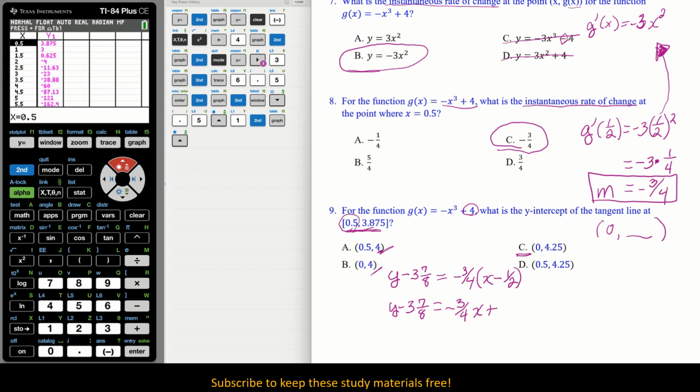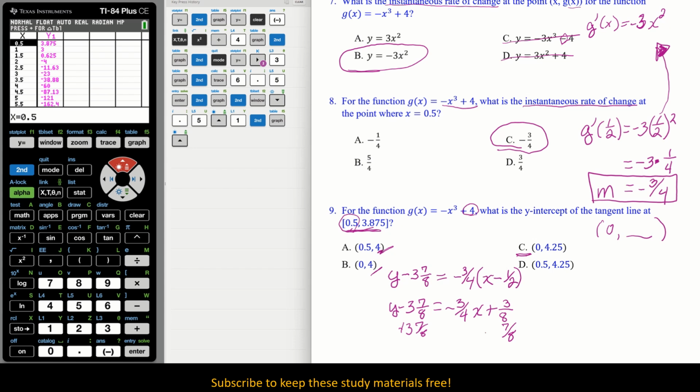So a negative times a negative is a positive. I'm multiplying these fractions across. So all I have to do is 3 times 1 is 3. Numerator to numerator, now denominator times denominator. And 4 times 2 is 8. Now there's a reason why I want to do that. We are adding 3 and 7/8 to both sides. Plus 3 and 7/8.